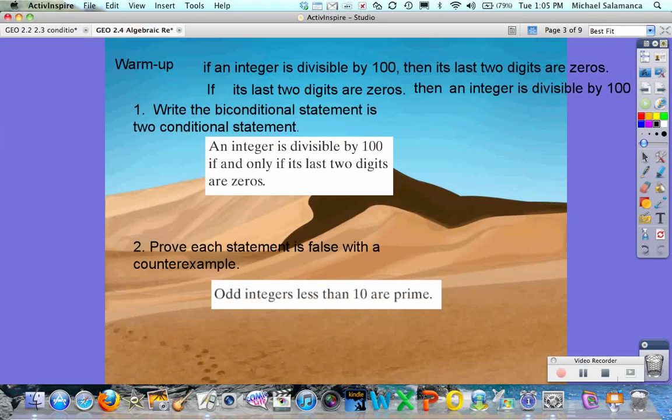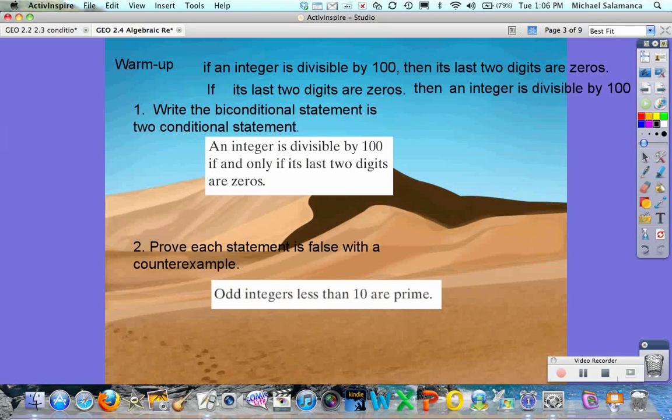Done. Number 2, prove each statement is false with a counterexample. So remember, a counterexample is an example that proves something false. For example, if I were to say, it's raining in San Diego, then your counterexample could be, it's not raining because the ground is dry or the floor is dry outside.